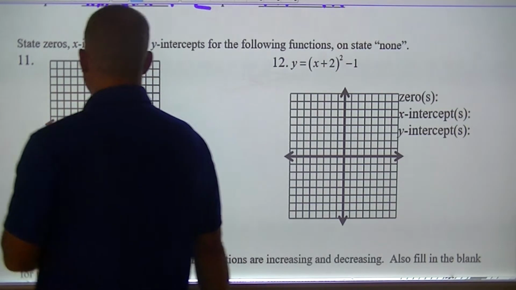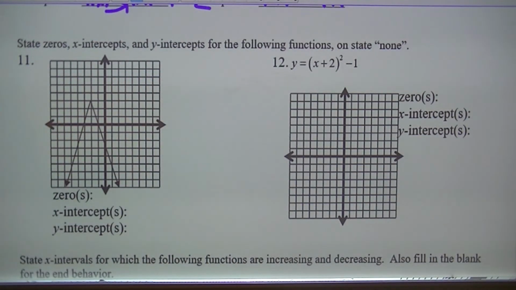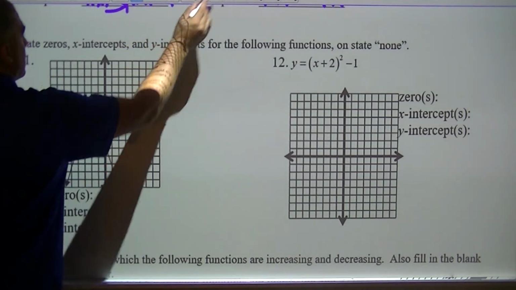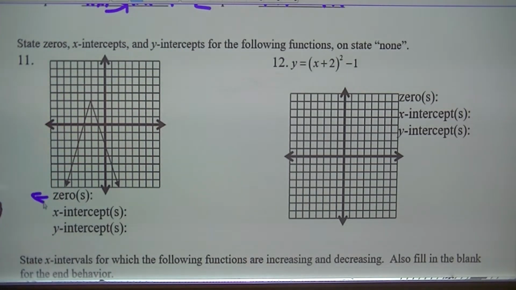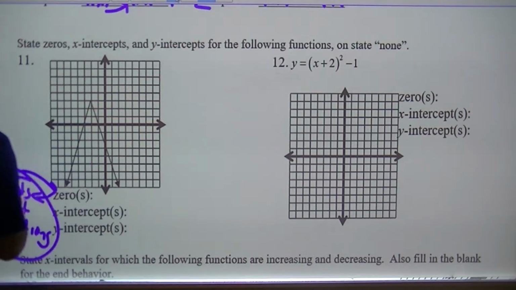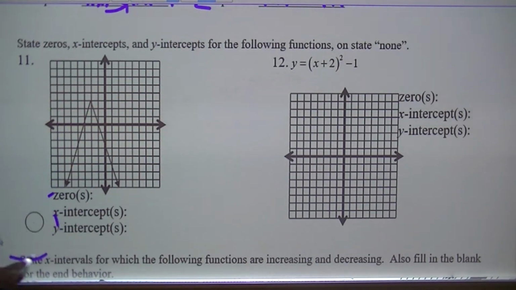Okay? State the x-intercepts and the y-intercepts. First one has been graphed for you. So the zeros are the same things as roots, and actually x-intercepts are the same thing, and solutions. Those words all are the same thing, and that's very important to understand in Algebra 2.